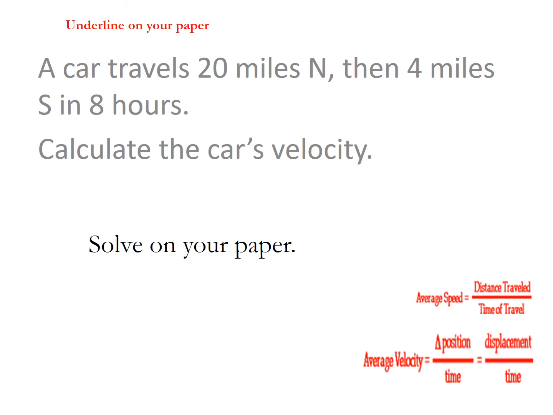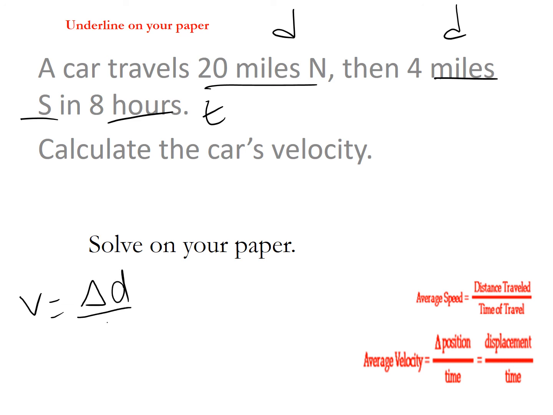Final problem here, a car travels 20 miles north, so that's the direction, then 4 miles south, another direction, in 8 hours time. Calculate the car's velocity. So we have two different distances. That means we have to find our displacement here. Final minus initial. So v equals delta d over t.